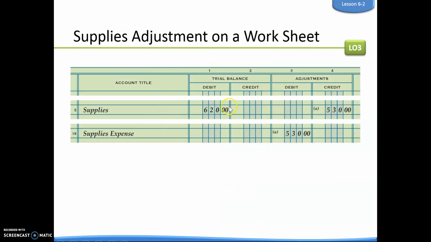So all we're saying here is when we look at our trial balance, you can see that we have a balance of 620, but then it's going to say Mr. Delgado counted $90 worth of supplies. So that means the difference between those two is our adjustment.